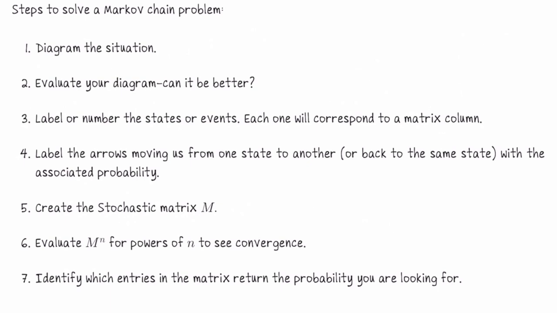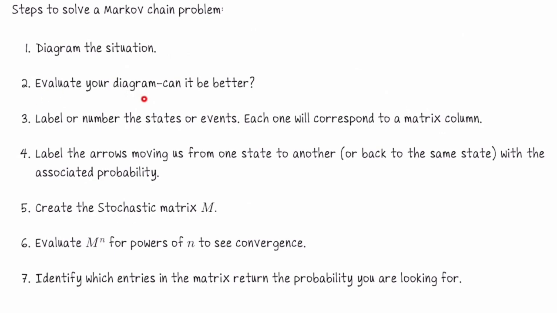Here are the steps that I typically go through whenever I want to solve a Markov chain problem. The first thing I do is just diagram the situation, even if it's not a very organized flowchart, just to see how things can unfold. It's rare that my first diagram is the best, whether because it's sloppy, or because it can be better organized, or perhaps I've overcomplicated how many different states I need to have.